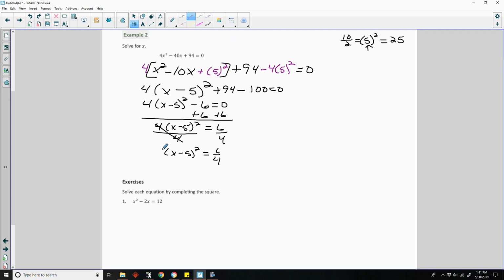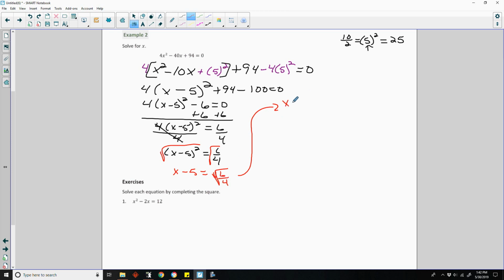Okay. I'm now going to take the square root of both sides because I want to get rid of that squared. And I get x minus 5 equals the square root of 6 over 4. And I should have that radical come all the way down, show that fraction all inside. Okay. Moving over to here. I'm now going to add 5 to both sides.